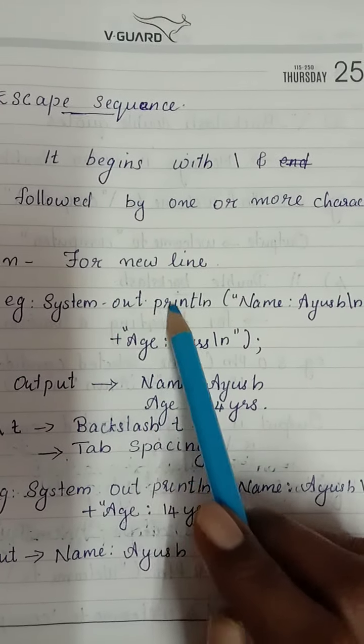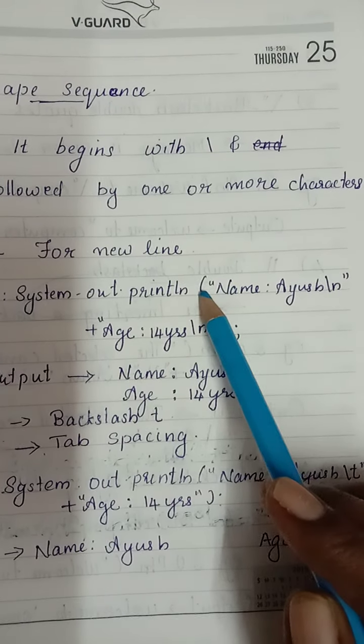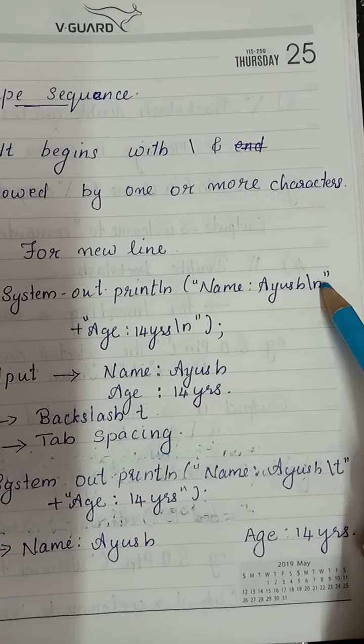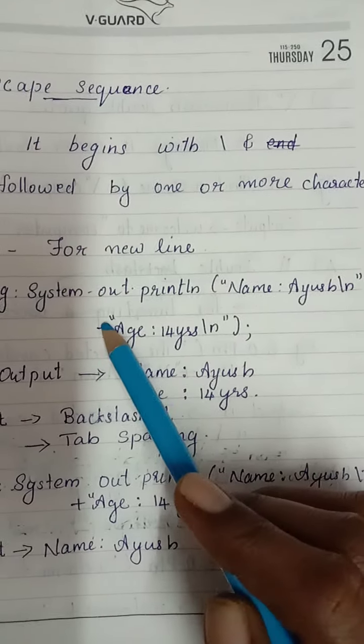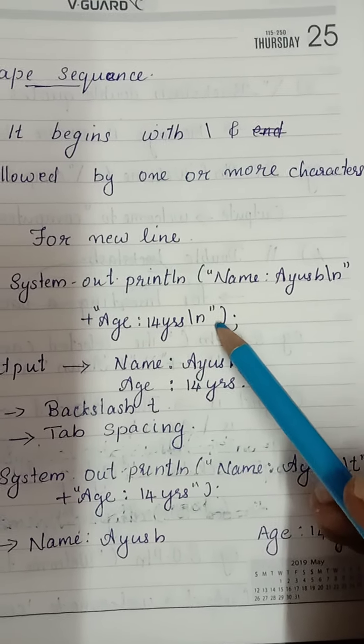System.out.println. We know this is the print statement or display statement. In the display statement, we are writing like this, bracket open, name Ayush. Then we can give a slash n here. Then plus age 14 years. Next we are giving a slash n here.